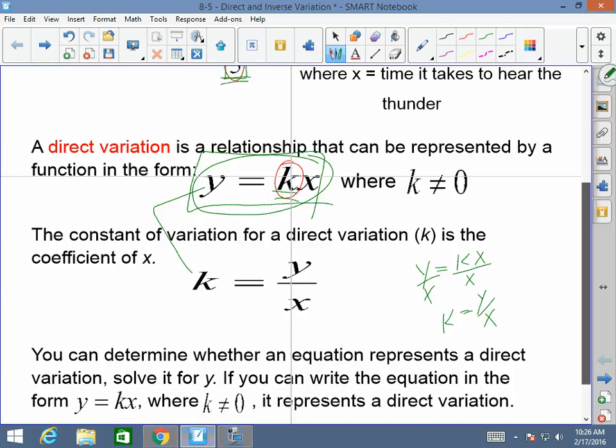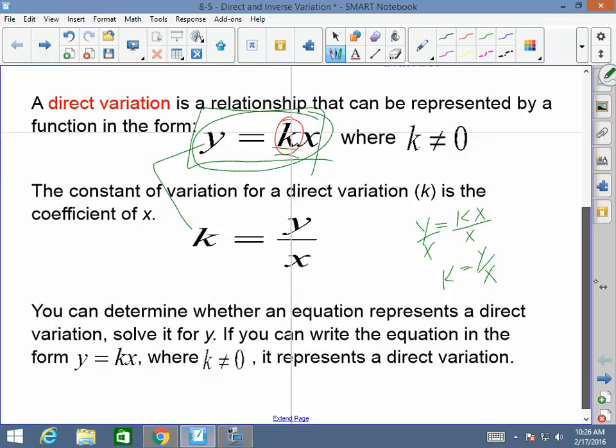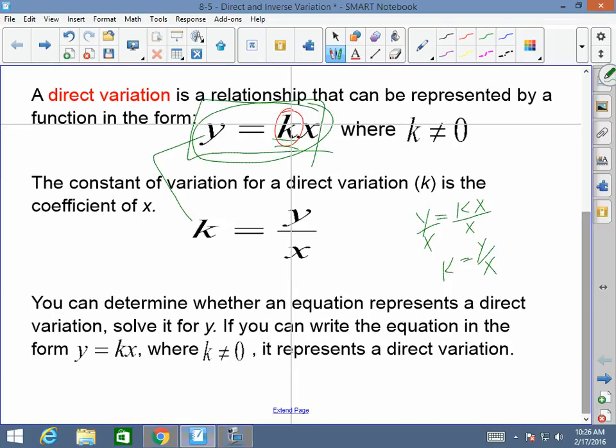All right? So x is independent, y is dependent, and k is the constant of variation. It is the coefficient of x. It is the number being multiplied to x. Now, you can determine whether an equation represents a direct variation just by solving it for y. If you can write the equation in the form y equals kx, where k is not 0, it represents a direct variation. So if I have anything being added to or subtracted from x or y, that is not going to be a direct variation.